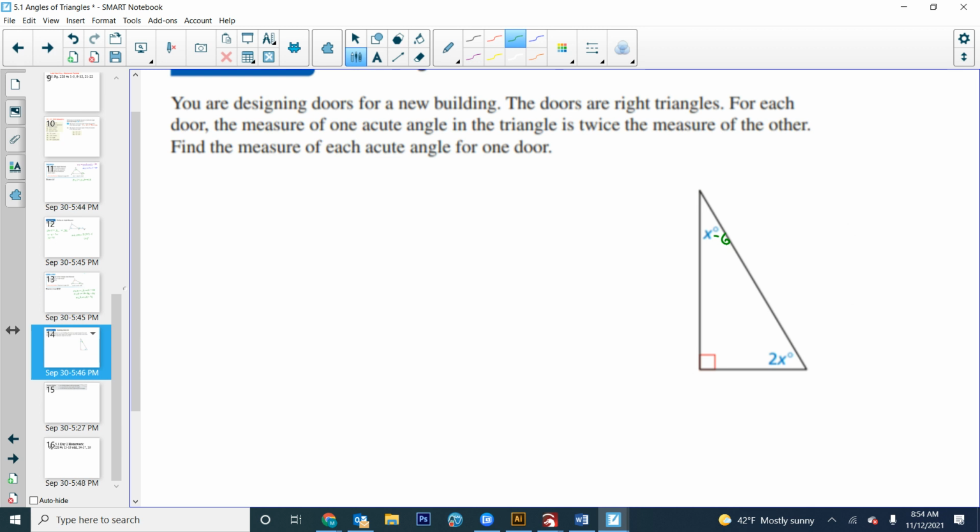Who can give me one way to solve this one? Olivia. 90 plus x minus 6 plus 2x equals 20. That's one way. Who can give me another way to solve this, using the corollary? Tally. X minus 6 plus 2x equals 90. Very good. Both ways are fine by me.